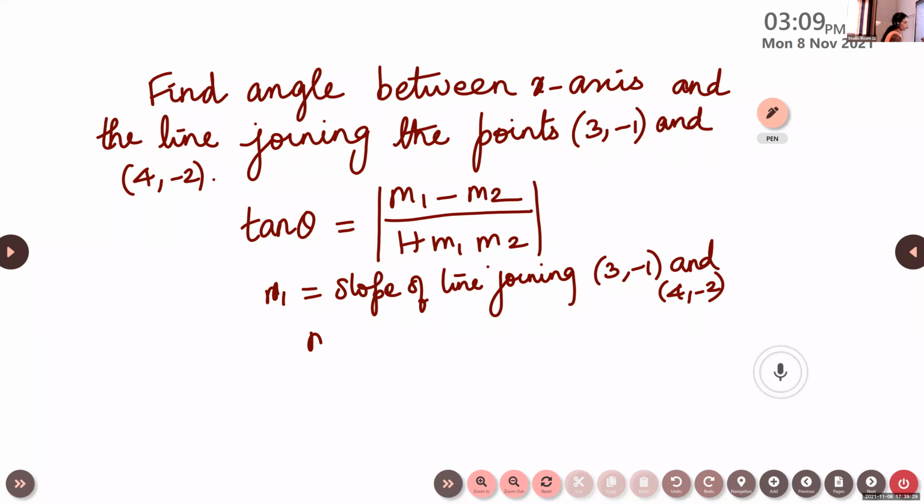How to find the slope here, Atulya? Will you find the slope? y2 minus y1 by x2 minus x1.